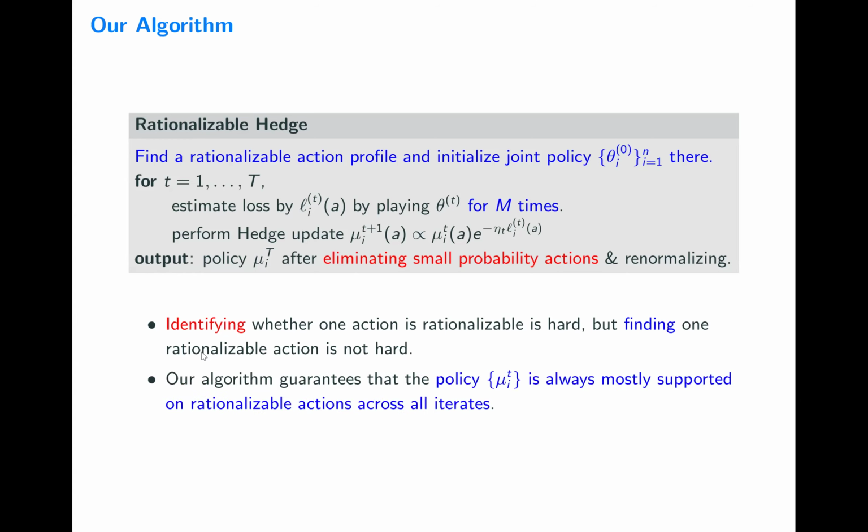Then we do this careful initialization and careful loss control. Because the initialization is supported on rationalizable actions, and because of the mini-batch step, we can prove that over the course of the Hedge updates, the entire trajectory remains quite rationalizable in some sense, so that eventually we just do some truncation and get the good result. This is the intuition for why the algorithm works.